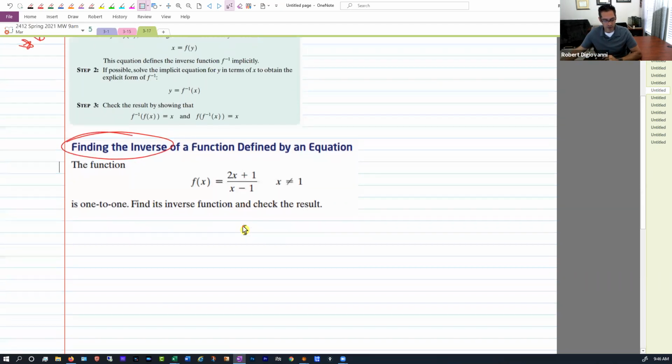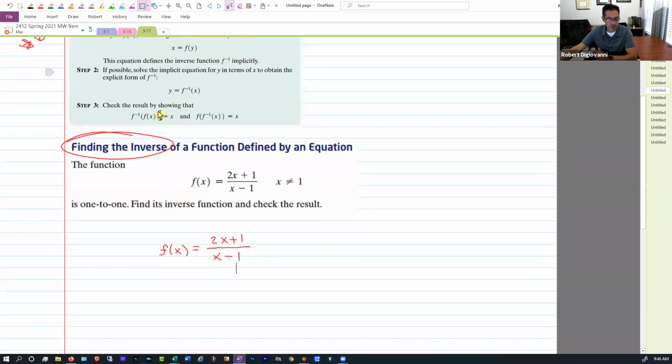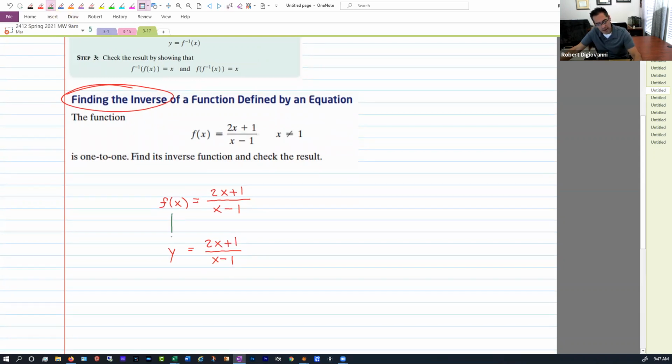All right, so here's our function. What you do is, let me write it down first. Okay, so the first step is we replace this f of x with y. And that's because the output of this function is always the y coordinate, right? The input's x, the output's y. So I'm just going to replace this f of x with y.